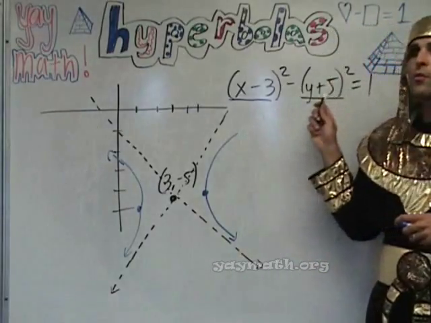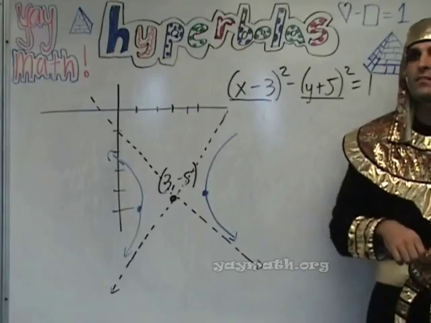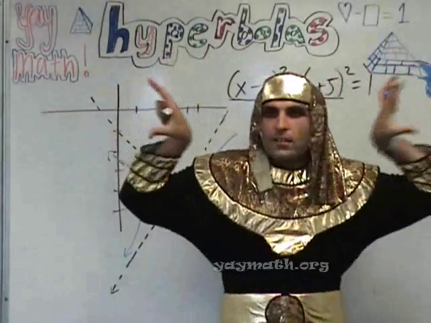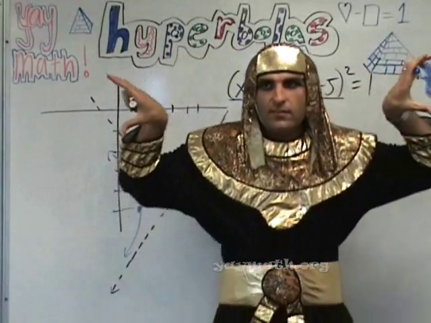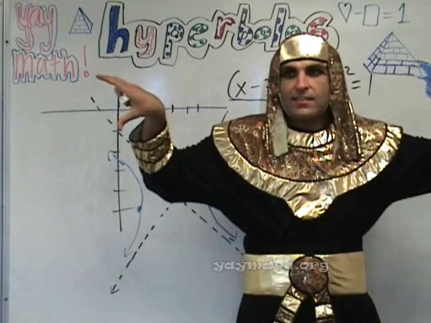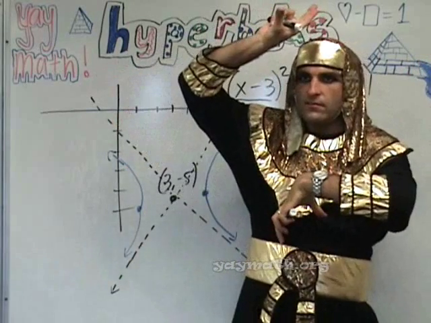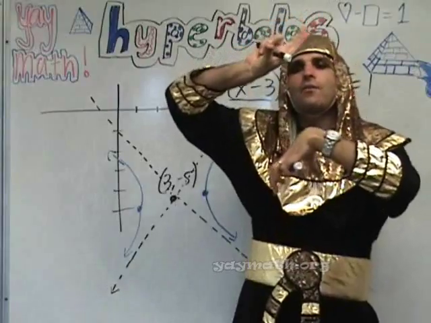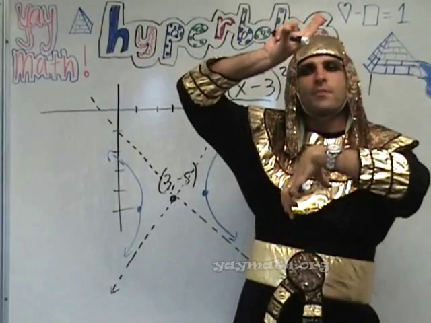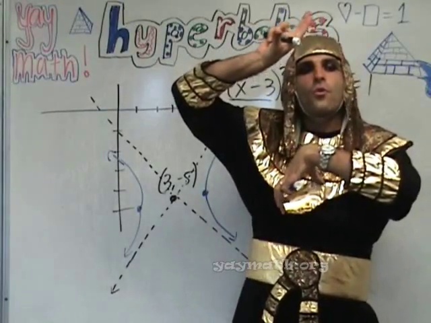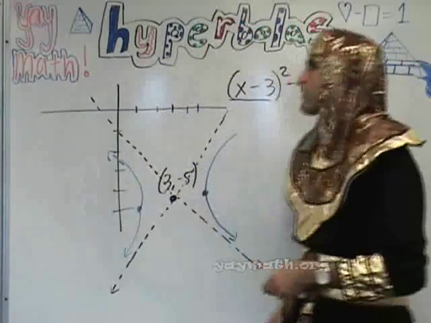If x comes before y, what type of hyperbola is it? A longy, an outie, this kind, as opposed to this kind, uppy downy. How would you know from the equation that it was an uppy downy? If y comes before x. Y was first. Yes.